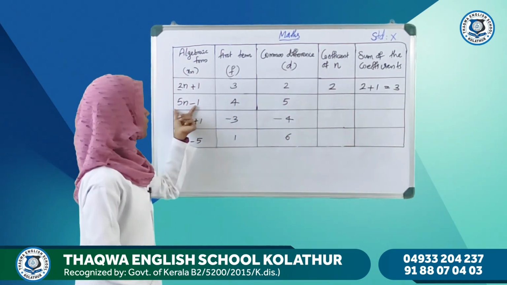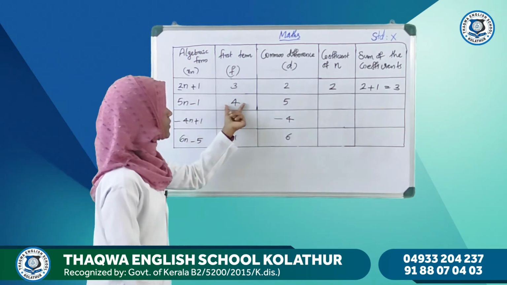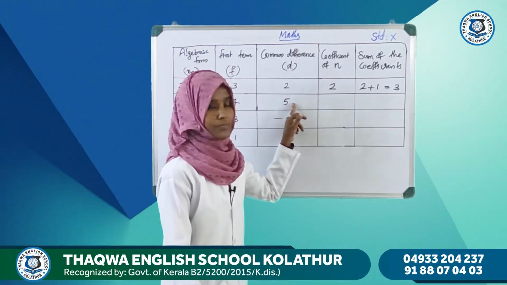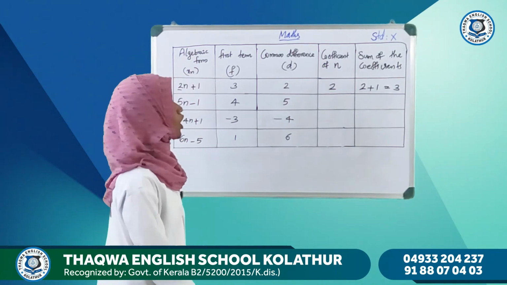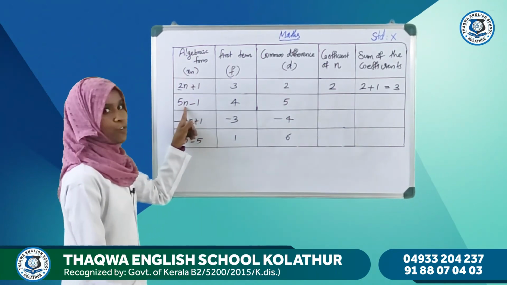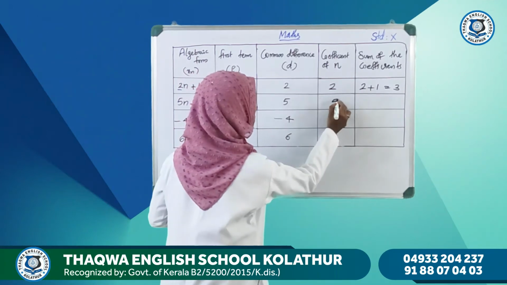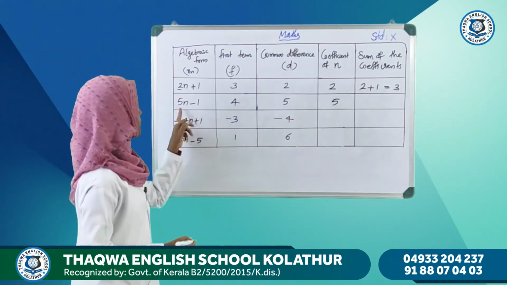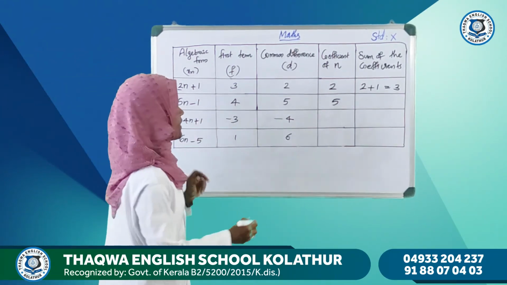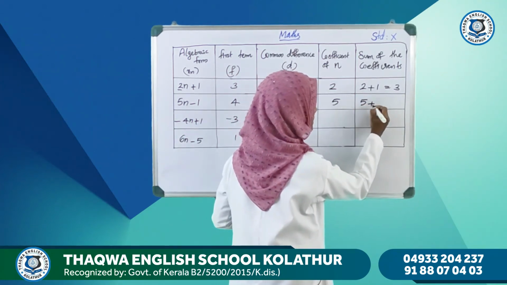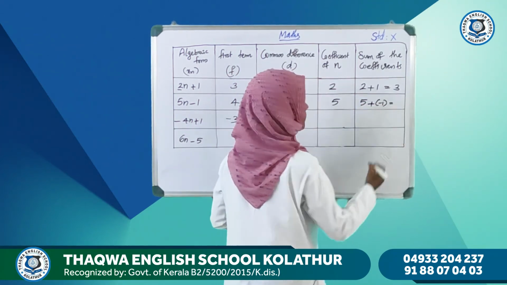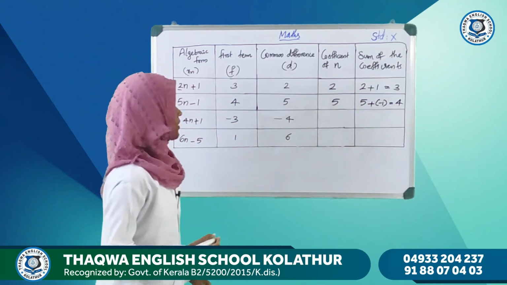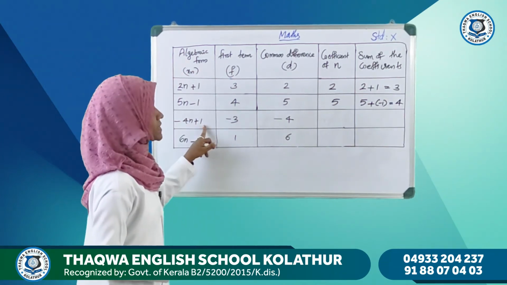Okay. Second, 5n minus 1. Here we already got the first term as 4, common difference as 5. Now we want to write the coefficient of n. Coefficient of n is 5. Next, sum of the coefficients. What is the sum of the coefficients? Here 5 and minus 1. So 5 plus minus 1. 5 plus minus 1 is 4.